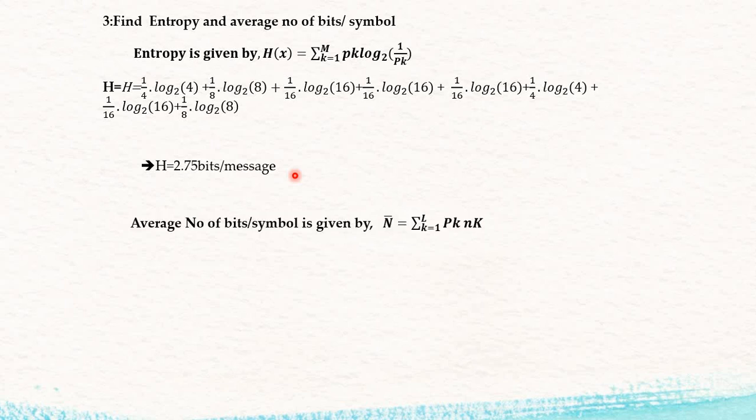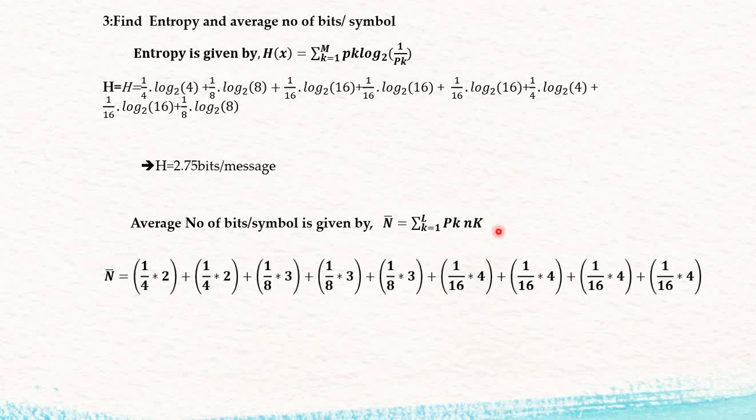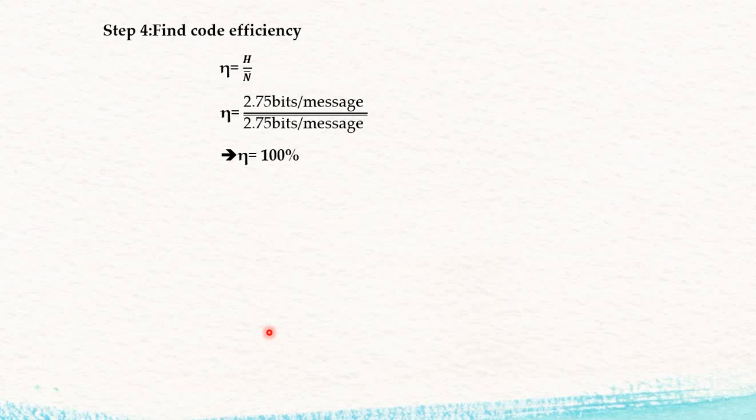Then average number of bits per symbol is given by the formula summation k from 1 to l pk into nk. Putting the values, the first message is having a probability of 1 by 4 with a number of bits 2. Second one is having probability 1 by 4 with a number of bits 2, and likewise, and then the answer comes out to be 2.75 bits per message. So once the value of entropy and the average number of bits per symbol is with us, we put these two values in the code efficiency formula, that is the efficiency n is equals to h by n bar, and the efficiency in this case comes out to be 100%.